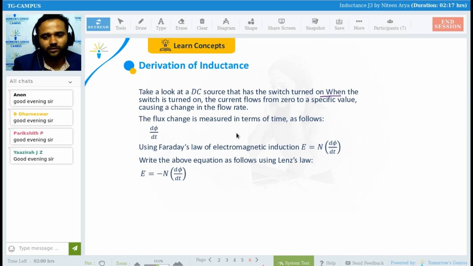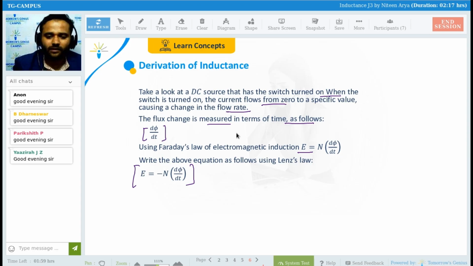When the switch is turned on, the current flows from 0 to a specific value, causing a change in the flux. The flux change is measured over time. As we know, flux change is dφ/dt. Using Faraday's law of electromagnetic induction, E equals N dφ/dt. Using Lenz's law, E equals minus N dφ/dt.